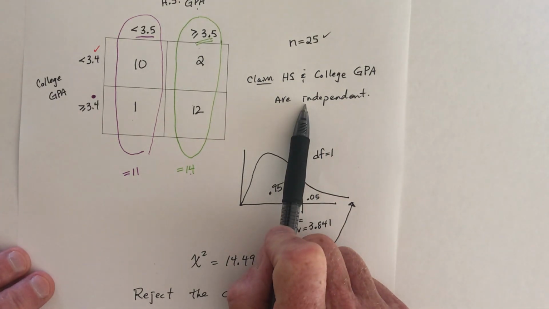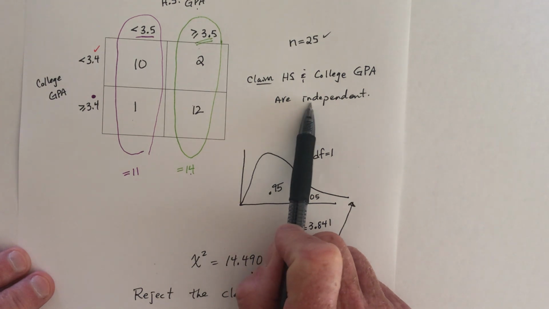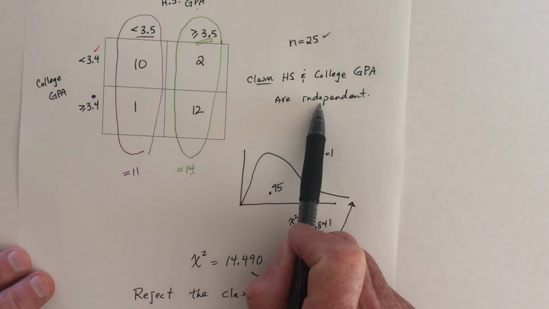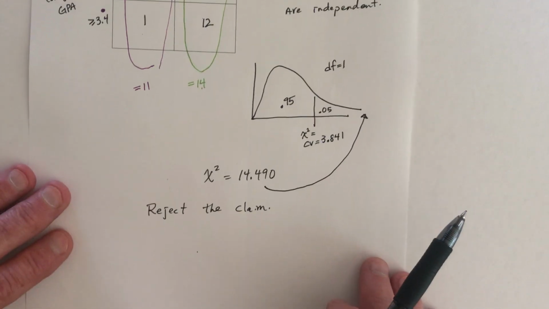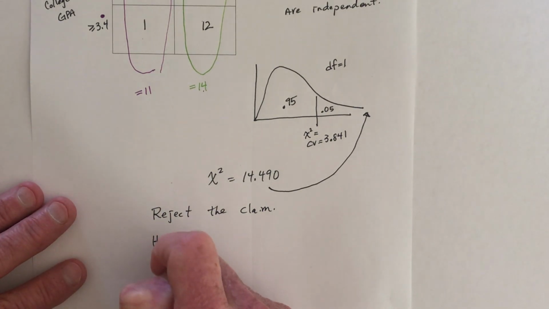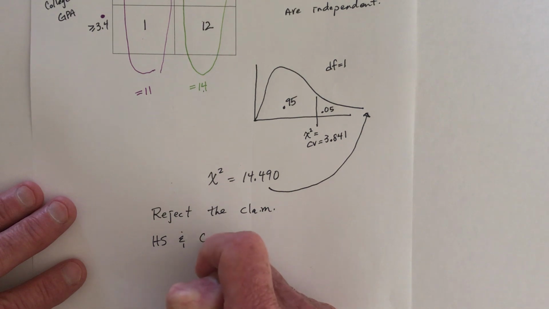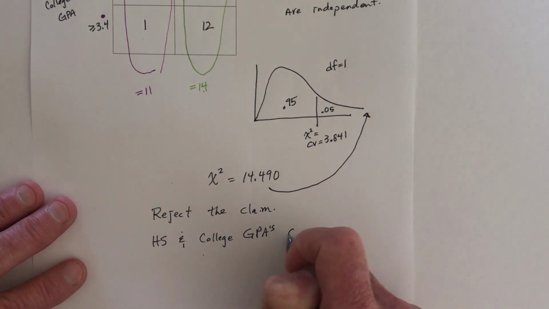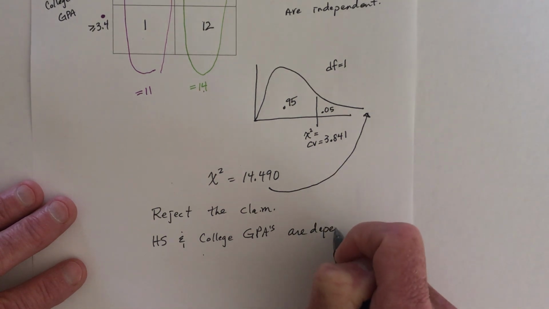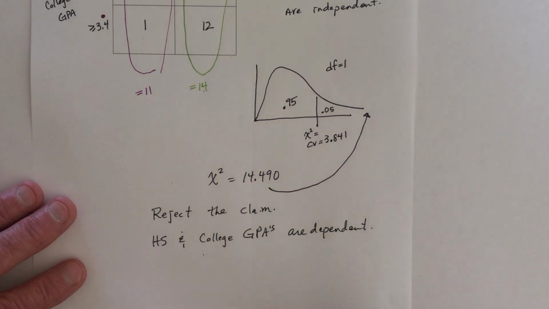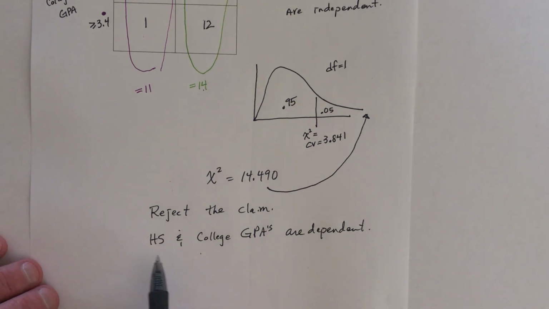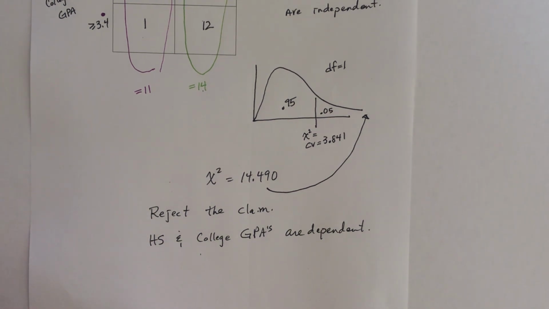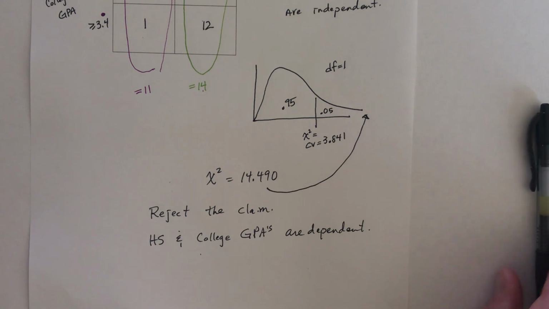So we're actually rejecting this word independent. So if you just took the in off, that means they're dependent, or the opposite of independent is dependent. So high school and college GPAs are dependent. So basically, how well you're going to do in college? Well, it sort of depends on how well you did in high school. Now, that doesn't apply to each and every person, but as a general practice, it seems to be true.